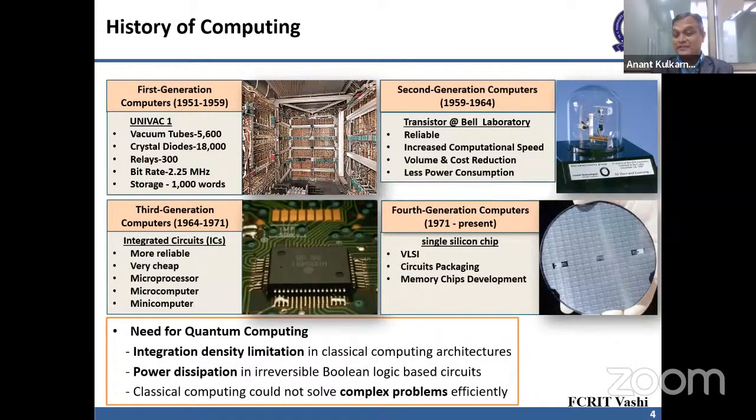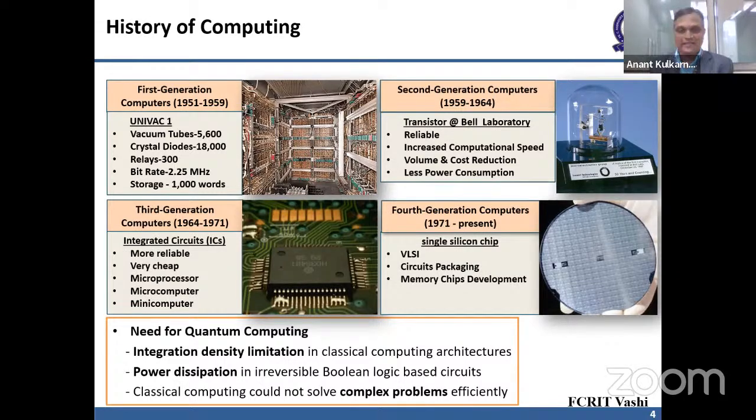And what are the different features of this single silicon chip? They are VLSI, circuit packaging, and memory chips development. So these are some of the important features of the fourth generation. Now the question is, why move from this fourth generation to something like quantum computing? Why is there a need for quantum computing?